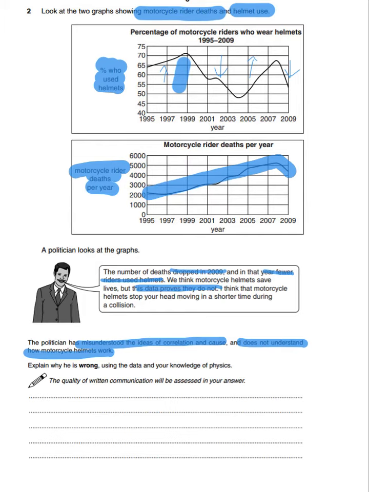So again, we've got two areas here. He doesn't understand the idea of correlation and cause, and he does not understand how motorcycle helmets work. So we've got two things to address, and again, it's probably worth doing them in sequence. On this one, we'll start off with the idea of correlation and cause, and what we want to look at is, firstly, is there actually a clear correlation?